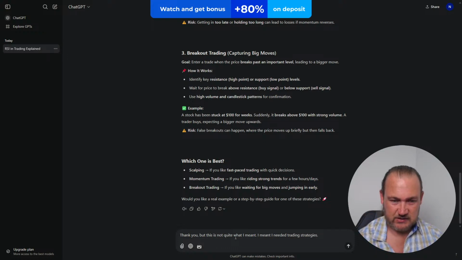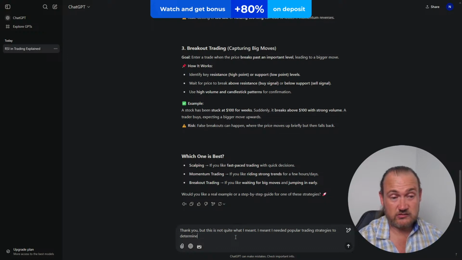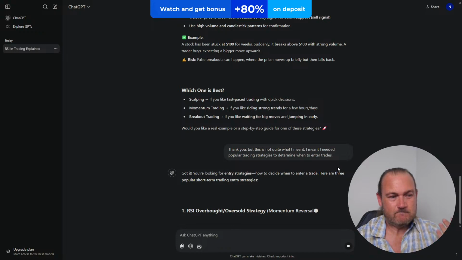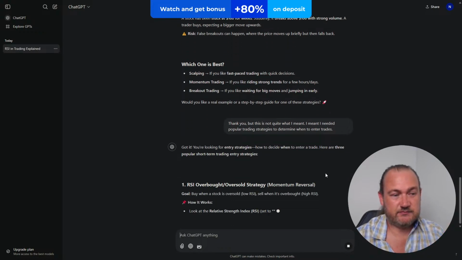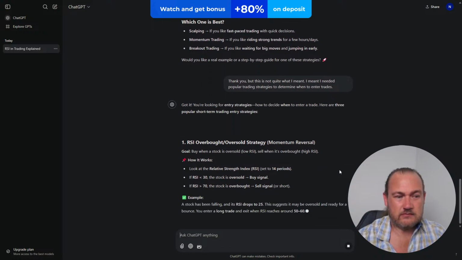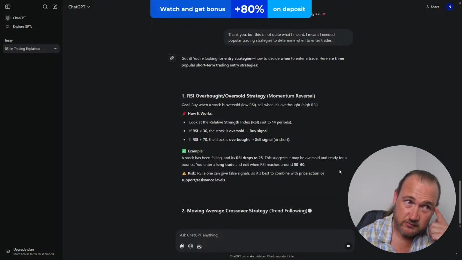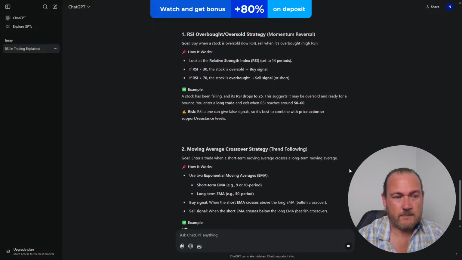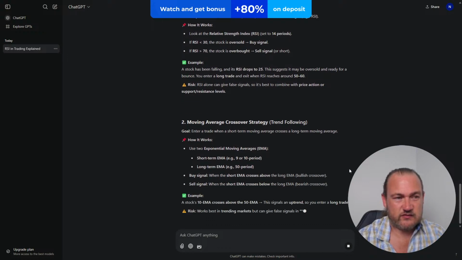Prompting can sometimes get a little tricky because you need to be clear. Popular trading strategies to determine when to enter trades. Okay, so now she's giving us actual trading strategies. We're doing the RSI overbought, oversold. Personally, I'm not a fan. Moving average crossover strategy.